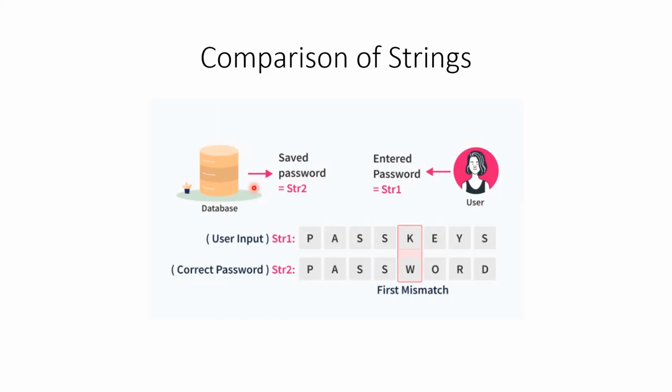How do we compare them? We need to compare them character-wise, meaning we compare the respective characters. Say string 1 is passkeys and string 2 is passwords. First we need to check that they are of the same length. If they are the same length, only then can we proceed further. Once they are the same length, compare the first character of both strings, then the second character, then the third character. If we find any mismatch, as you can see over here, whenever we find the first mismatch, only then do we terminate the process and say that the two strings, or two passwords, are not matching. They are not equal.